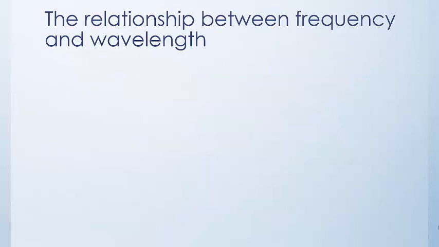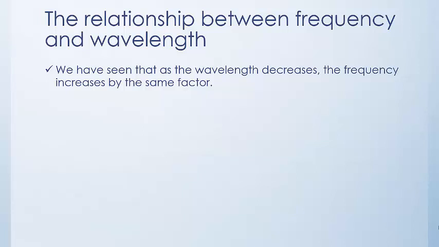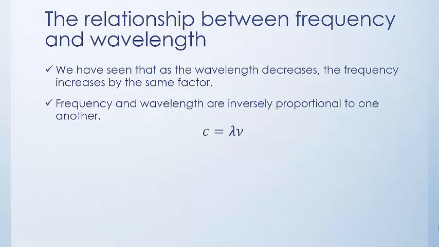We notice that there is a relationship between frequency and wavelength. We've seen that when the wavelength decreases, the frequency increases by the same factor. Remember that we decreased the wavelength by a factor of 4. That means that we increased the frequency by the same factor. The same thing is true for light. The frequency and wavelength of an electromagnetic wave are inversely proportional to one another and can be found using this equation here, c equals lambda nu. This is a very important result. Remember, c is the speed of light, 2.998 times 10 to the 8 meters per second.